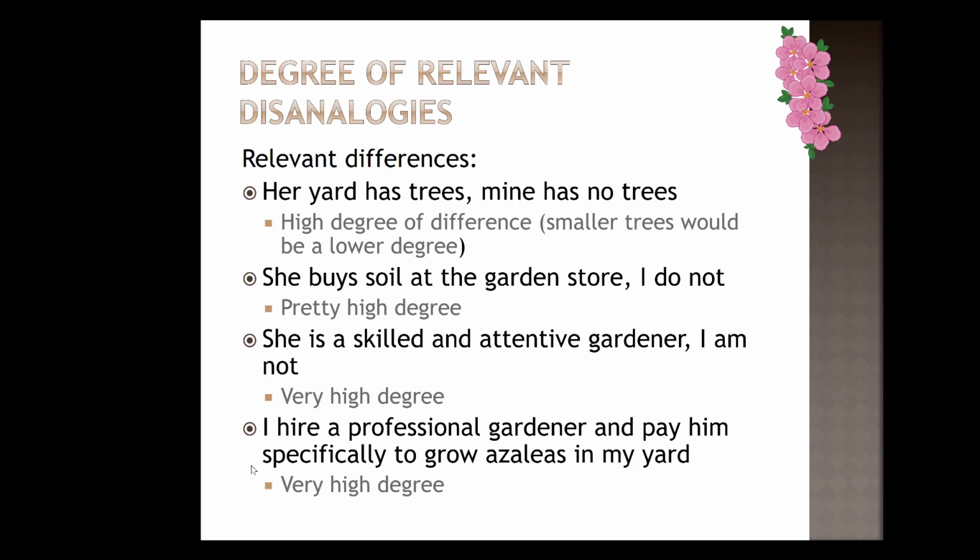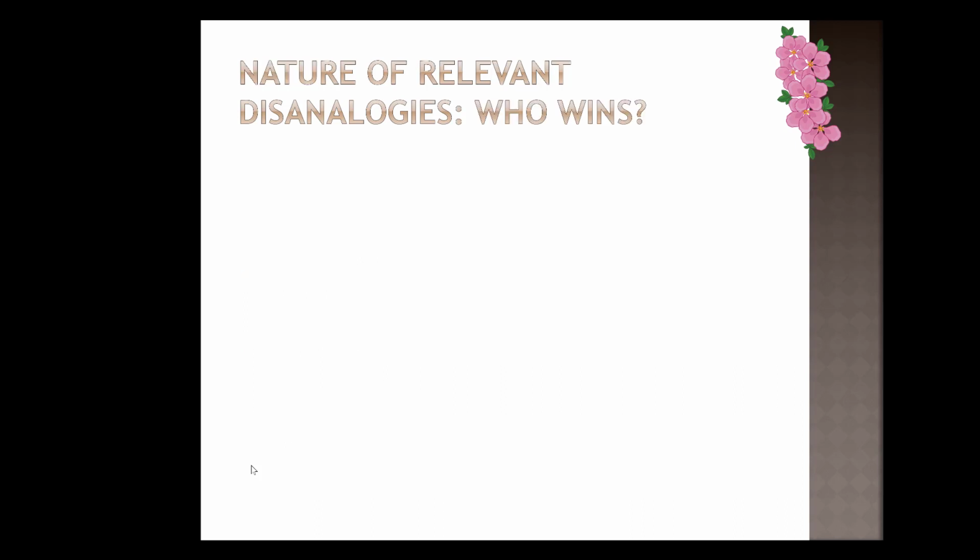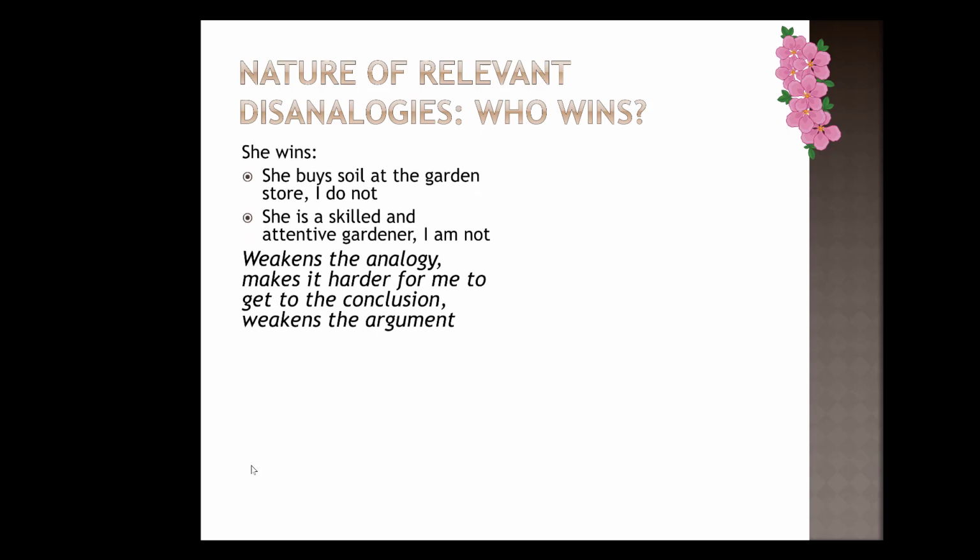All right, now let's look at the nature of the relevant disanalogies, because if you look at these differences, notice some of these differences favor her, some of them favor me. The nature of relevant differences essentially means who wins. Here are the ones where she wins. She buys soil at the garden store, and I do not. She is a skilled and attentive gardener. I am not. These both weaken the analogy.